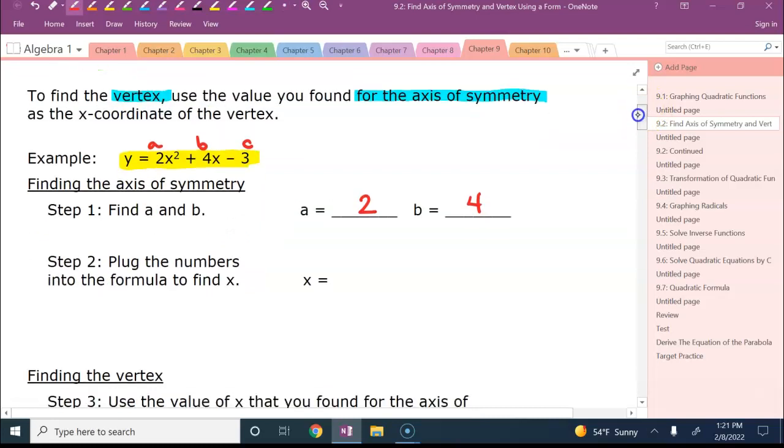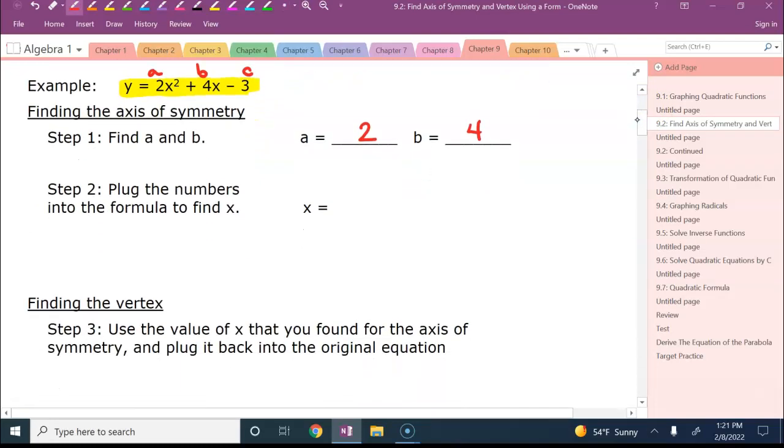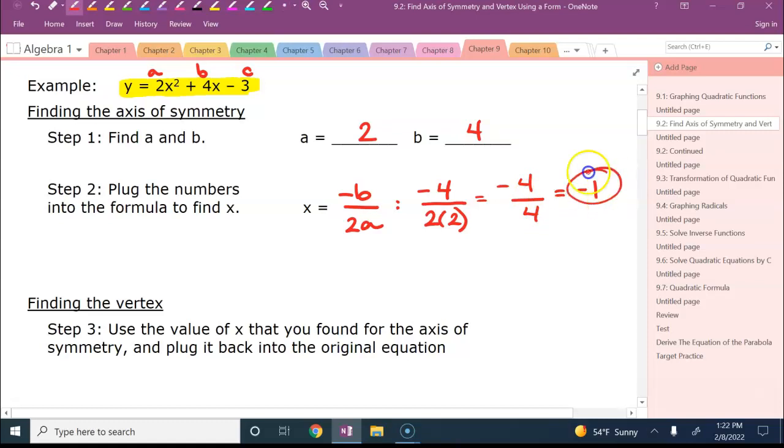So our a for this one is 2, our b is 4, so now we're going to plug our numbers into that formula from up above. Remember that formula said opposite of b or negative b over 2a. So using our numbers here, in for b we're going to put a 4, and it's going to be negative. It's always going to be the opposite of what that sign was, over 2 times a, so 2 times 2. Then you can simplify, so we'll have negative 4 over 4, which simplifies down to negative 1. And this is going to be your x value.